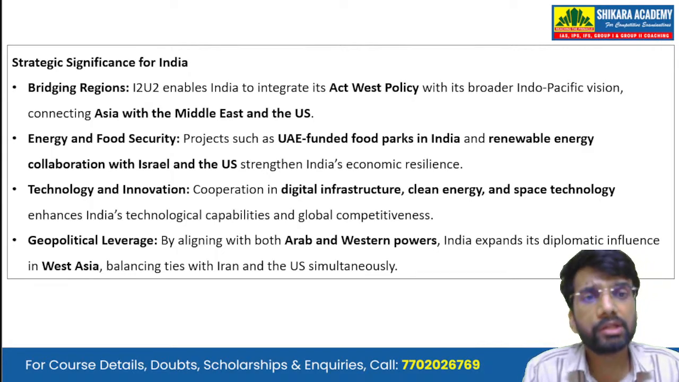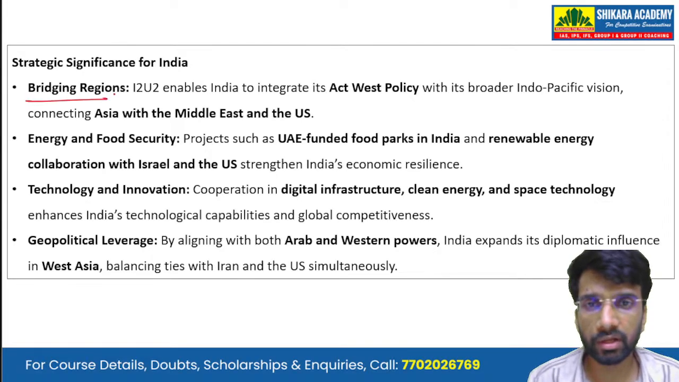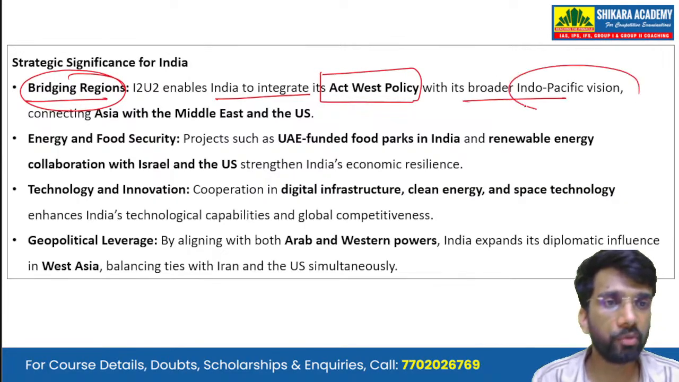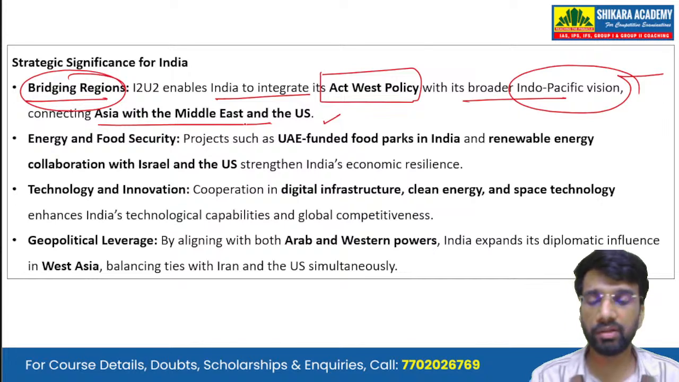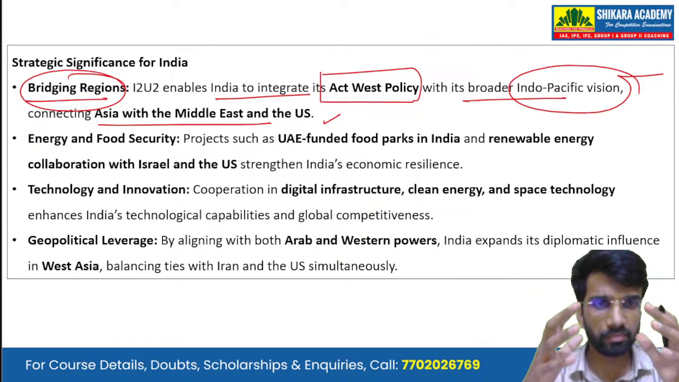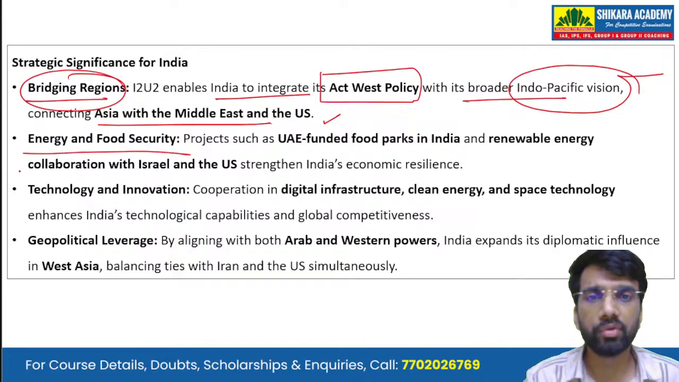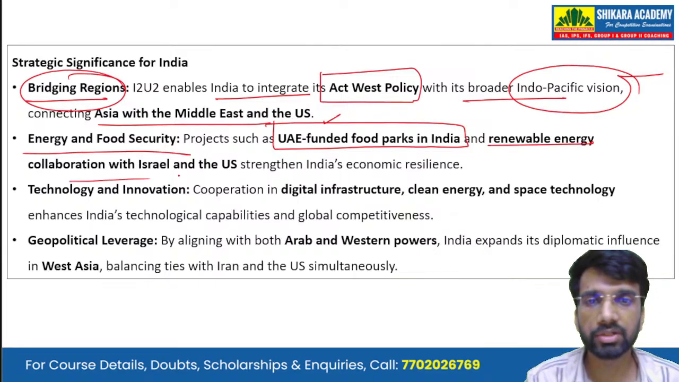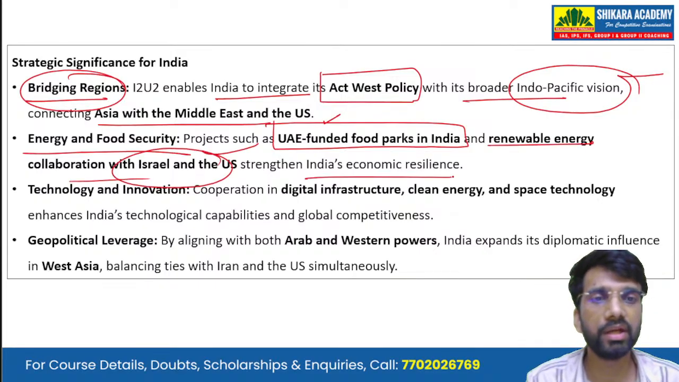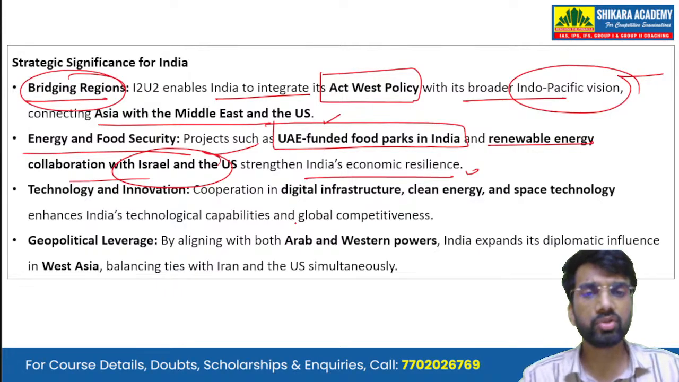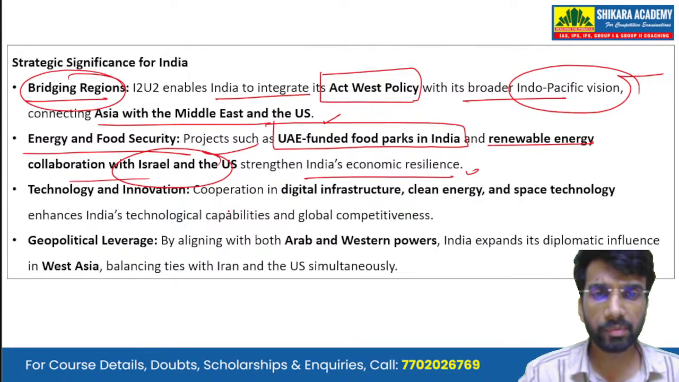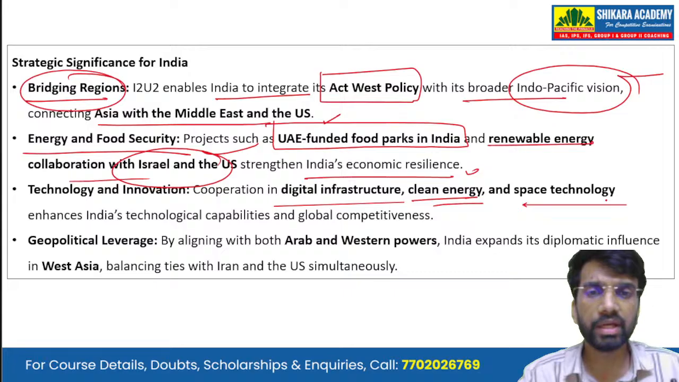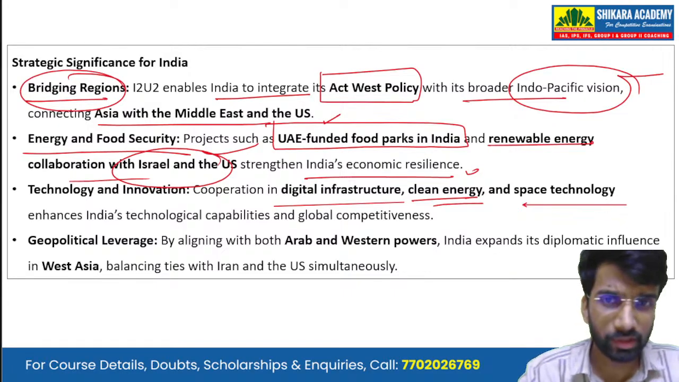Now, its strategic significance for India. First is bridging the regions. This enables India to integrate its Act West policy with its broader Indo-Pacific vision, connecting Asia with the Middle East and the US. Then energy and food security. Projects like UAE-funded food parks in India and renewable energy collaboration with Israel and the US strengthen India's economic resilience. Then in technology and innovation, there has been cooperation in digital infrastructure, clean energy, and space technology, which enhances India's technological capabilities and global competitiveness.